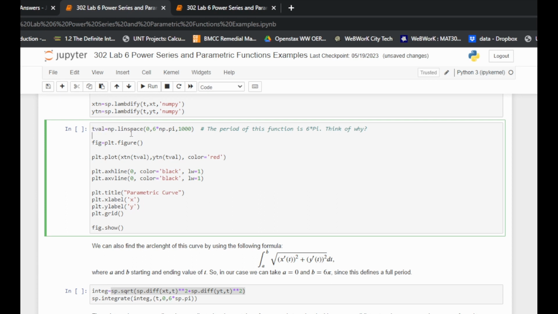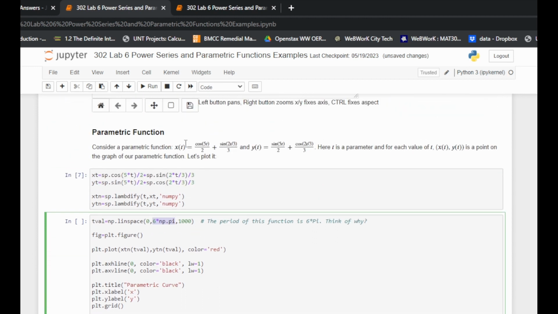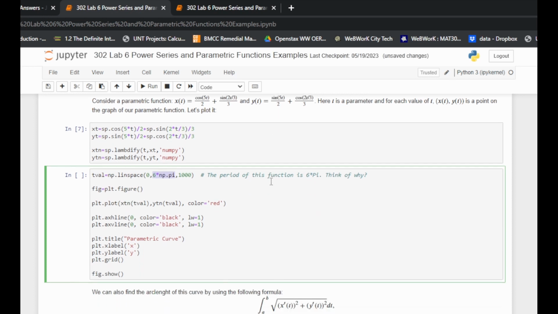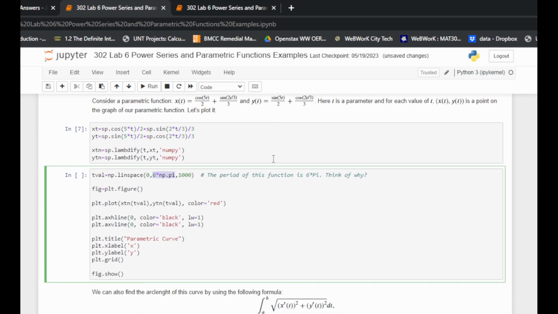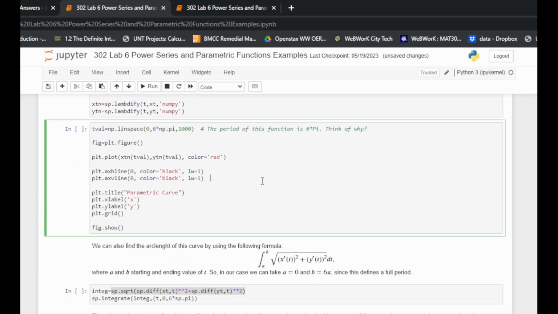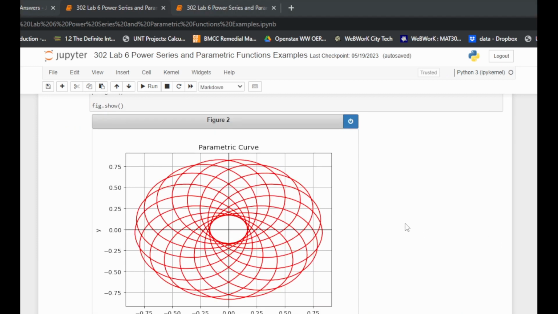Now t values will go between 0 and 6 pi. I have chosen 6 pi here because this is actually a periodic function, and its period is exactly 6 pi. So try to figure out why it's exactly 6 pi, because you will have a very similar problem on this problem set. So now let's run this command, and here's our curve. As you can see, it just loops around many times.